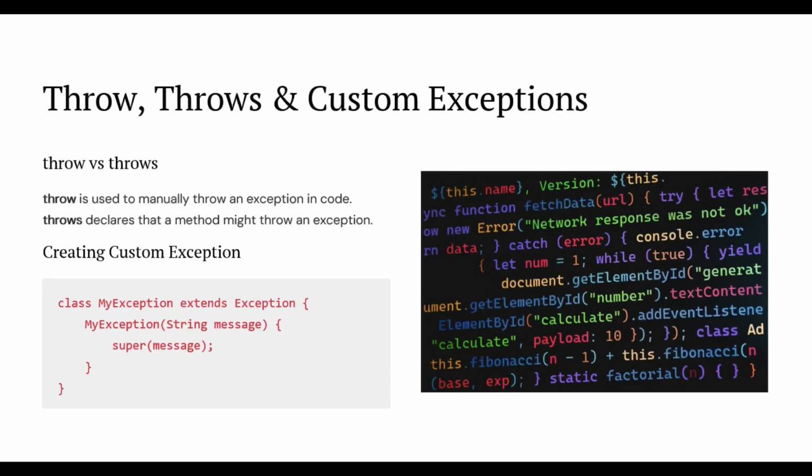Now, let us understand the keywords throw and throws. The throw keyword is used when we want to create an exception manually in our code. For example, if a user enters an age less than 18, we can throw an exception saying not eligible. The throws keyword is used in the method declaration. It tells others that this method might cause an exception. This is mainly used for checked exceptions.